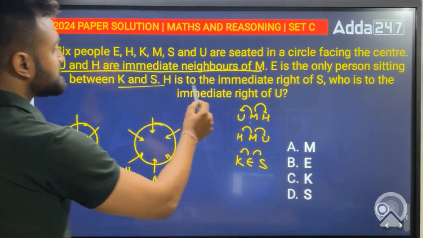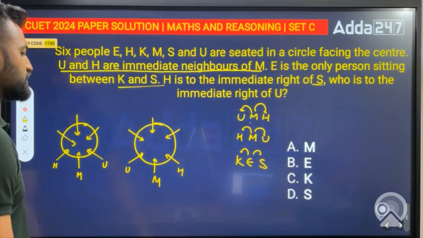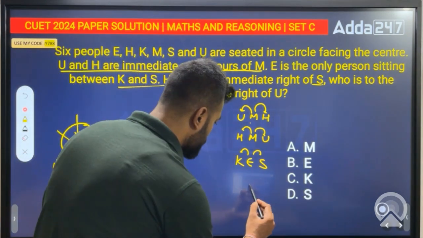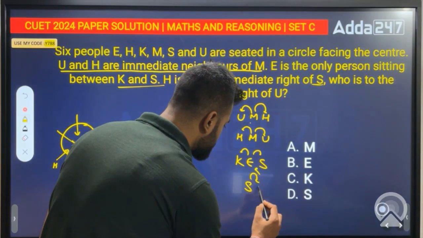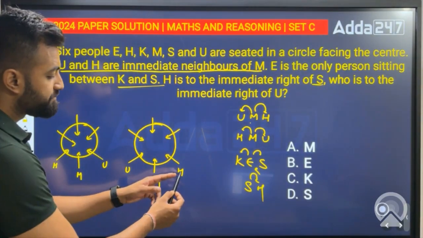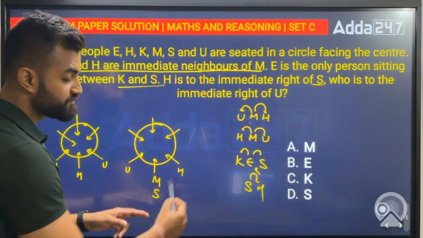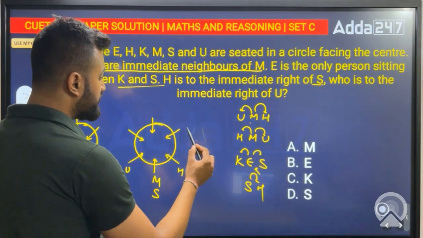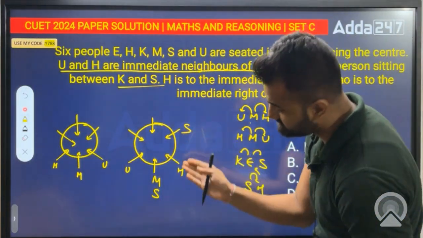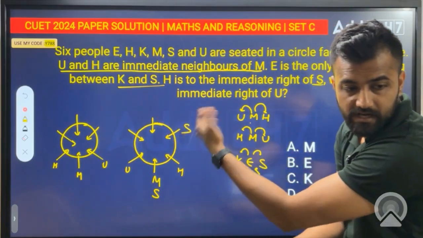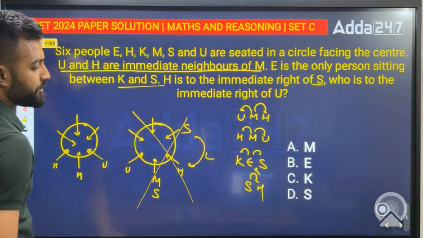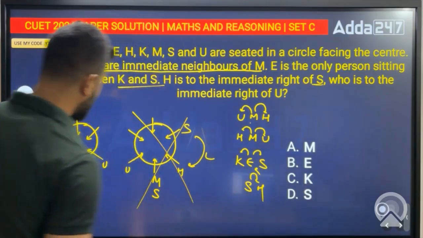H is to the immediate right of S. They are saying H should be the immediate right of S. If you see H out here, I don't have a place for S. If I put S out here, S is looking downwards, so this side would be the left and that side would be the right. In this case, H is on the immediate left of S. This is wrong because I want it on the right. So here I have to put S.